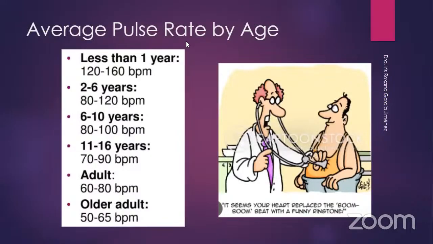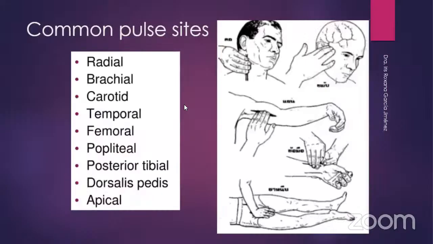The average pulse rate by age. Again, the next information is just for showing you details on how to express this idea. And common pulses for taking the blood pressure. These sites are so important. Radial, the most common. Brachial, for taking the BP.